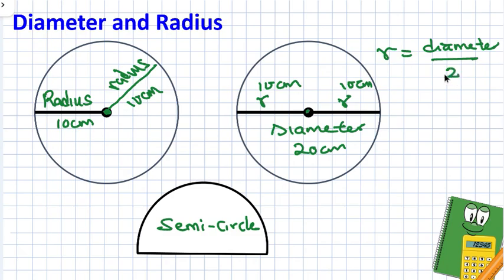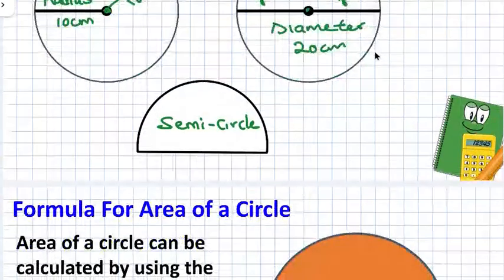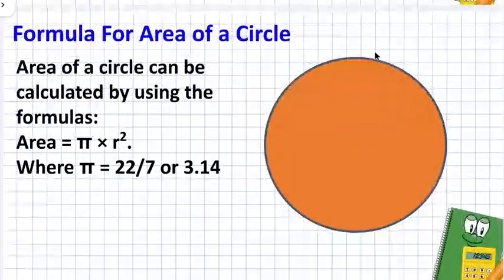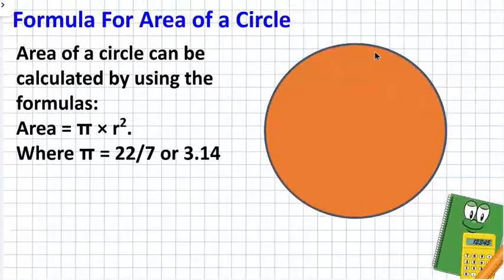diameter over 2. Moving on, let's look at the formula for finding the area of a circle. To find the area of a circle is very easy. You just need to know your formula. That's all. The formula for the area of a circle is pi times r squared. And the value of pi is 22/7.